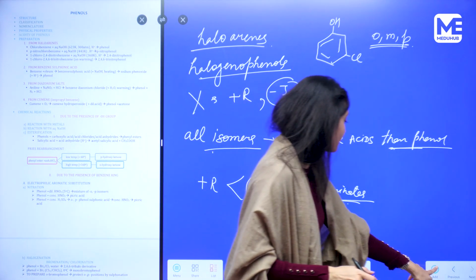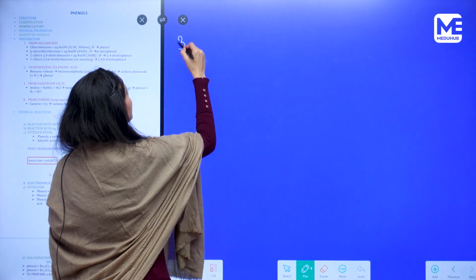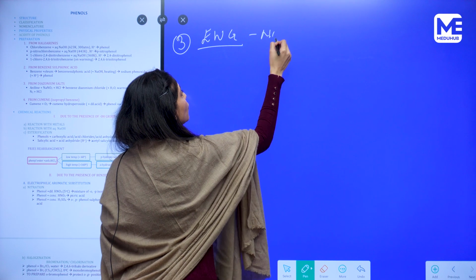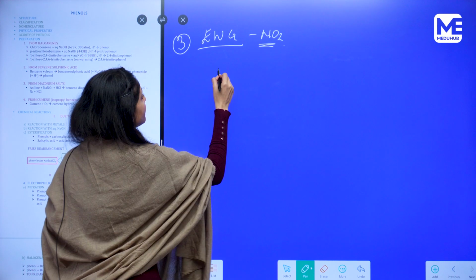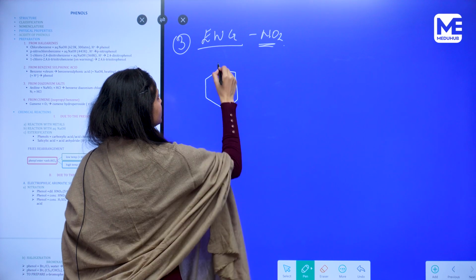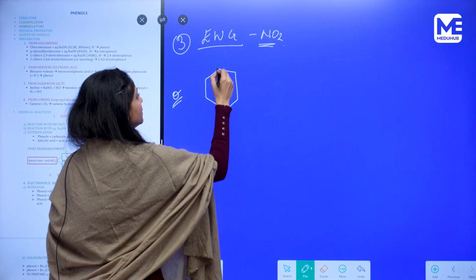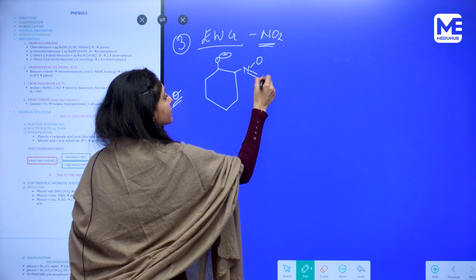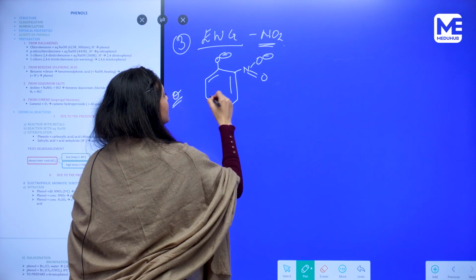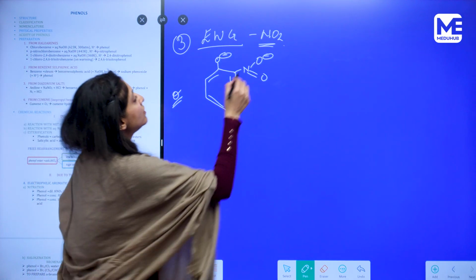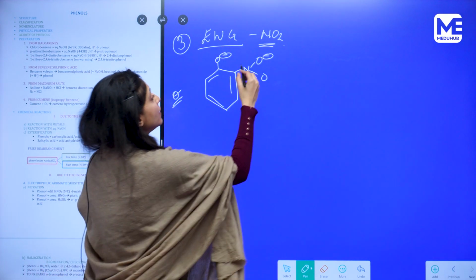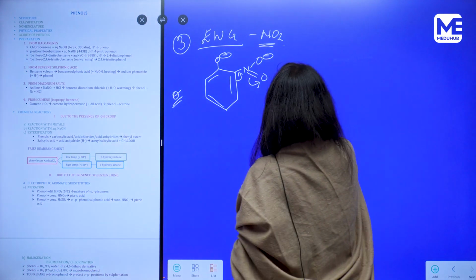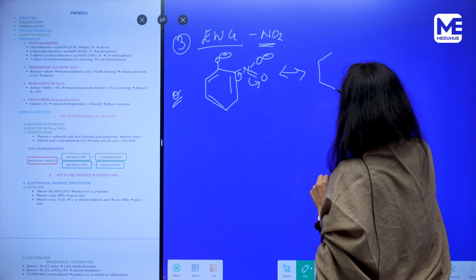All right. Third, we can talk about the effect of electron withdrawing groups like NO2. So if we have an ortho isomer, here's the phenoxide ion, we have NO2 here. Now NO2 has a strong electron withdrawing effect. So this moves here, this moves here. The next structure will be drawn like this.